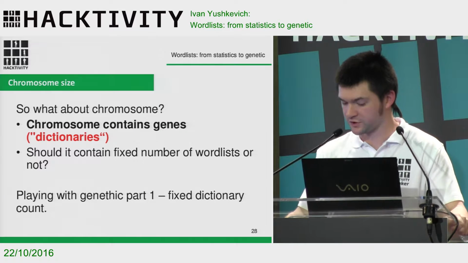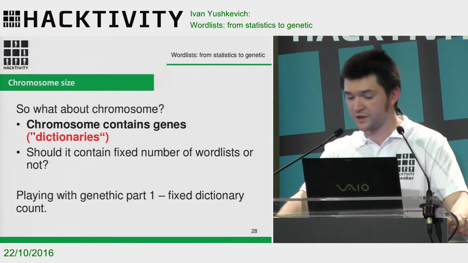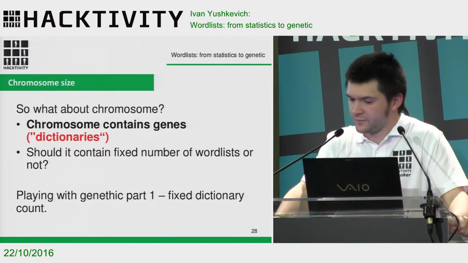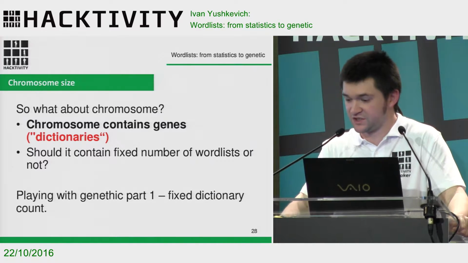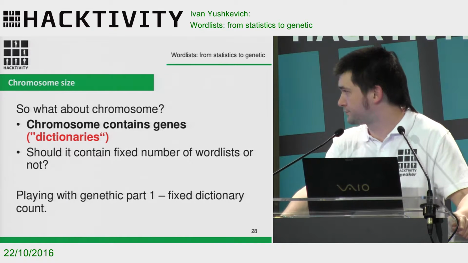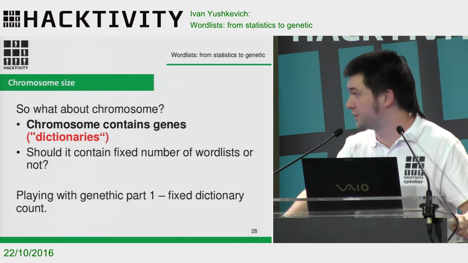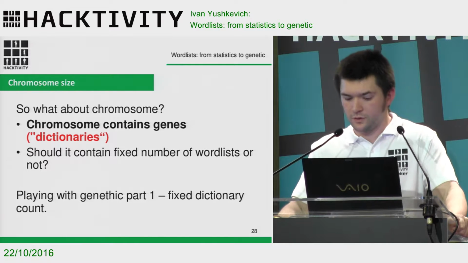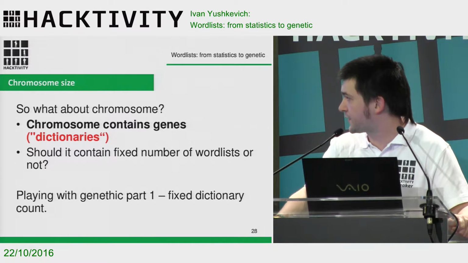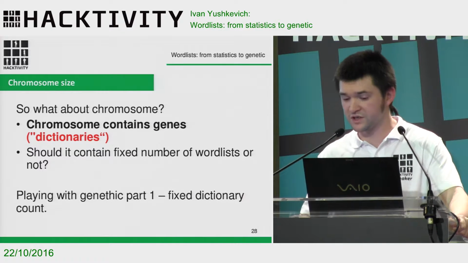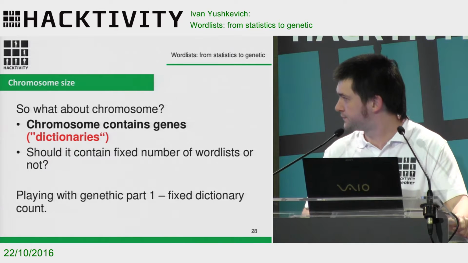So what about the chromosome? A chromosome contains genes, and genes are dictionaries. So should it be with a fixed number of word lists or not? On the first test I chose a fixed length of the chromosome. So let's see how it was done and what results I got.